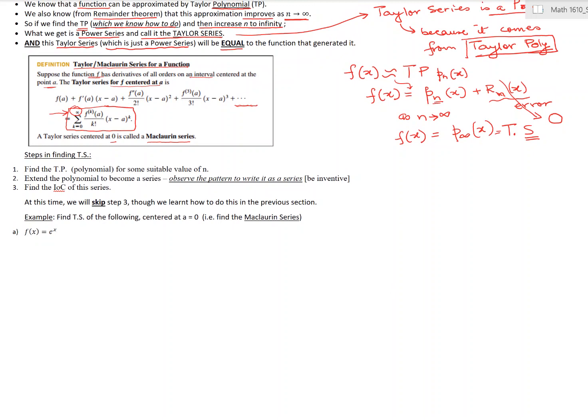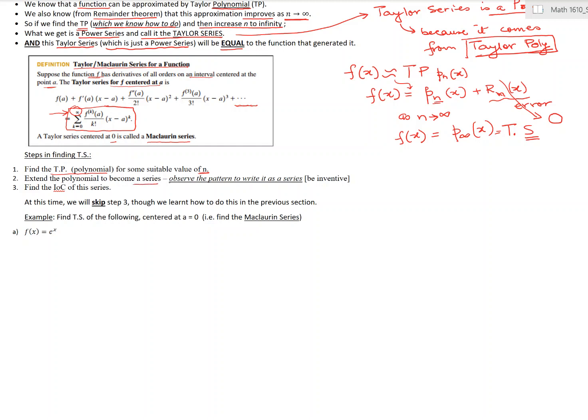So, steps in finding a Taylor series. Pretty obvious. First we are going to find the Taylor polynomial for some suitable value of n. So we'll take some n like 3 or 5 or 7 or 6, whatever. Then extend the polynomial to become a series.